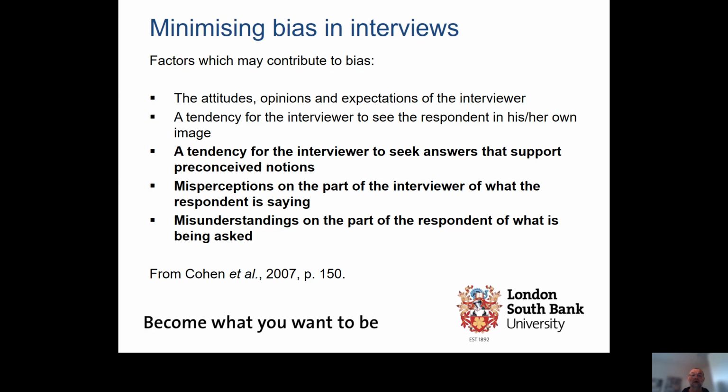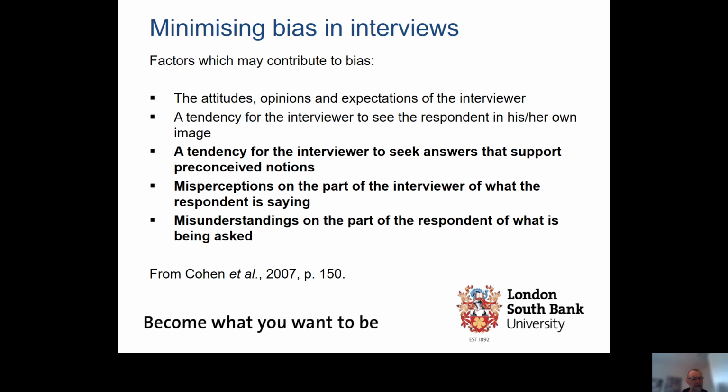Another issue from Cohen: the interviewer might tend to see the respondent as like them. So the interviewer thinks, they're talking to a teacher, and when the teacher says something, they think, well, if I was saying that, this is what I would mean. So you're seeing your participant in your own image.